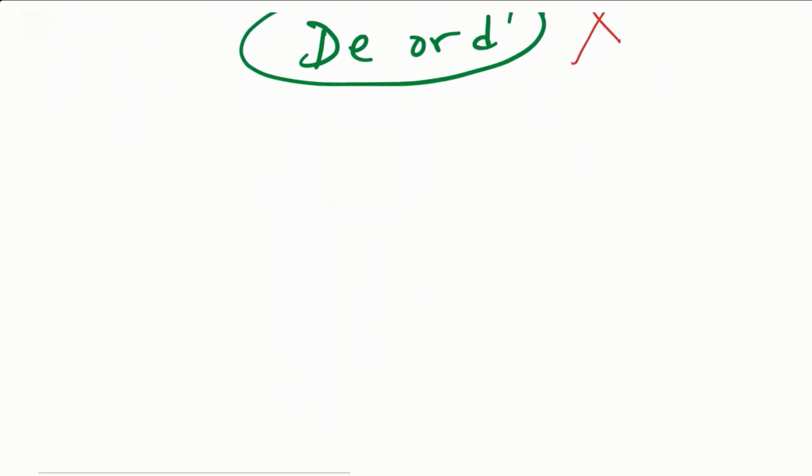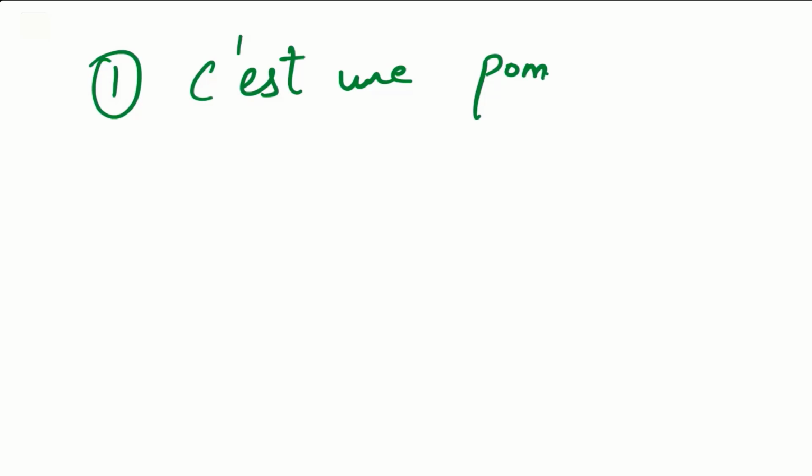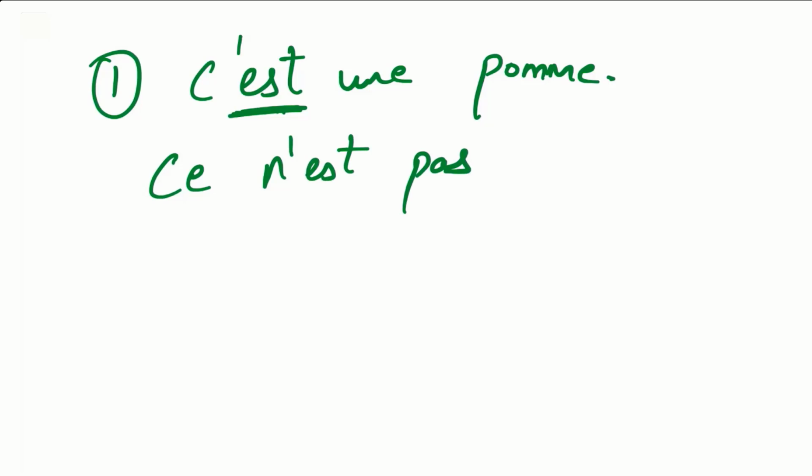So let's do some examples of these verbs as well. The first example: c'est une pomme. It's an apple. So change it. This is an être verb. Est is our être verb. So ce n'est pas. Here it is une, so we are not going to change it. It will remain the same. So I'll just write it like this: Ce n'est pas une pomme. It's not an apple. D'accord?